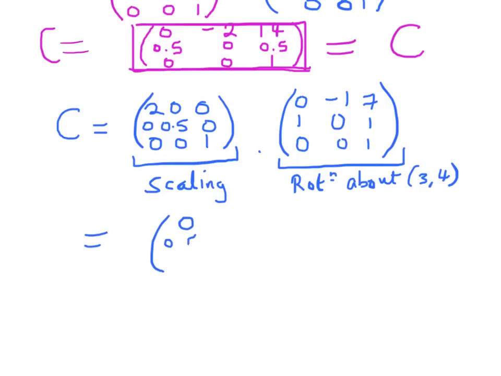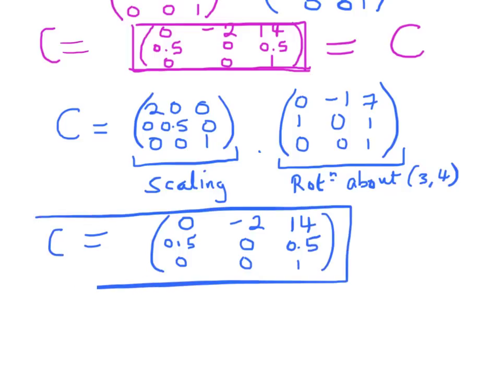0, 0.5, 0, that's a point, minus 2, 0, 0, 14, 0.5, 1. So whichever way you do it, you end up with the same matrix, and that's your combo matrix. So I'll call it the combo matrix.